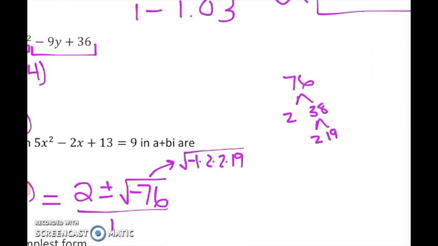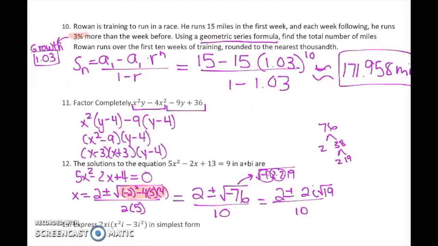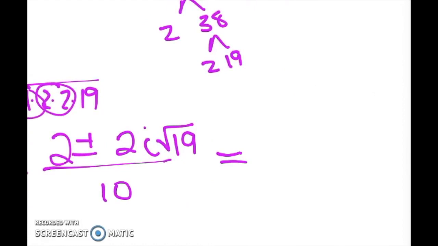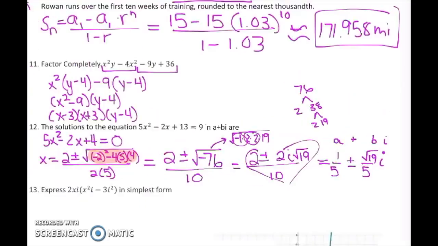So I can simplify this. I could say that's 2 plus or minus, now there's a pair of 2's, and the square root of negative 1 is i, radical 19, all over 10. And so to break this up into a plus bi form, I just need to break it up so that it's two separate numbers. So 2 over 10 is 1/5, plus or minus 2 over 10 again is 1/5, and you could put the radical 19 over that. And then we need the i. So this is again a plus bi form.